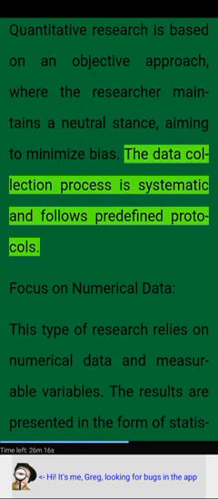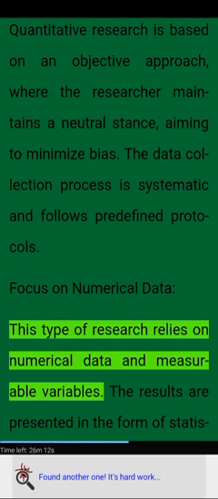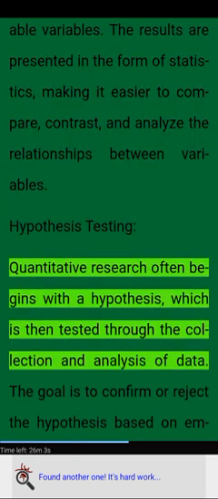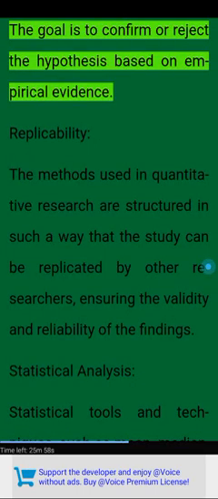The data collection process is systematic and follows predefined protocols. Focus on numerical data. This type of research relies on numerical data and measurable variables. The results are presented in the form of statistics, making it easier to compare, contrast, and analyze the relationships between variables. Hypothesis testing. Quantitative research often begins with a hypothesis, which is then tested through the collection and analysis of data. The goal is to confirm or reject the hypothesis based on empirical evidence.